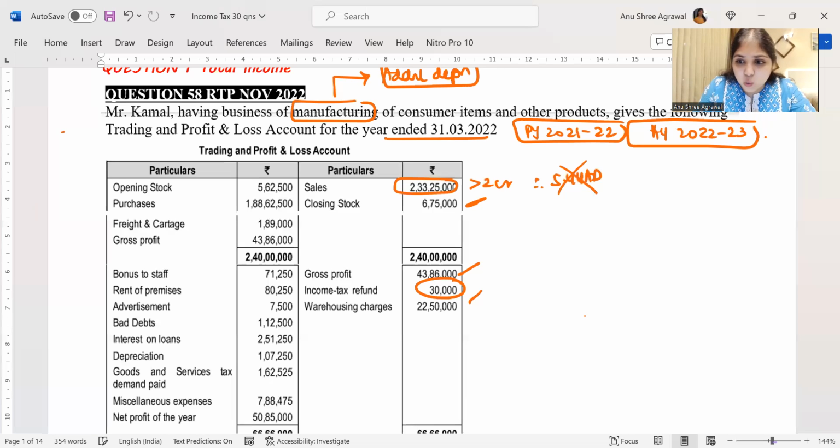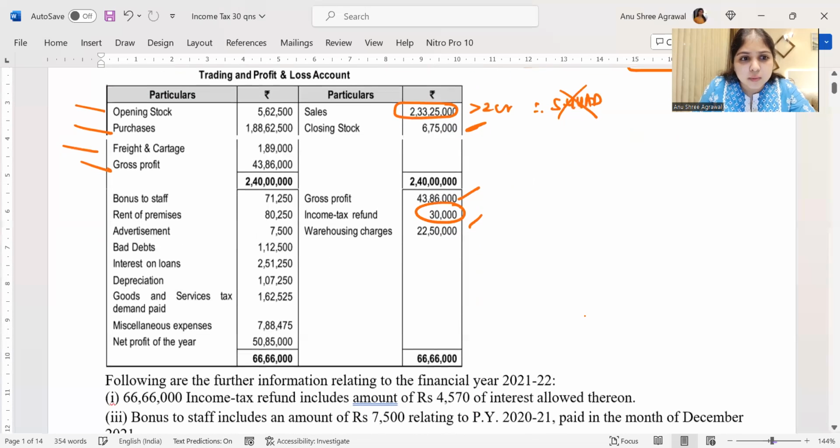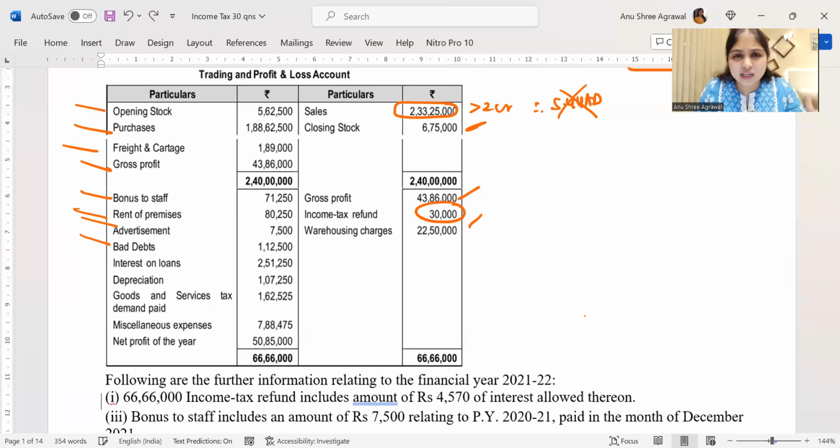Coming to the debit side now: opening stock, purchases, freight and cartage, gross profit, nothing to do. Bonus, rent of premises, office rent, advertisement, bad debts. Bad debts, we'll assume all conditions are fulfilled. We'll assume that the bad debts relate to something which was earlier included as income. We'll assume that the bad debts have been written off as bad in the books of accounts. So we'll assume all our conditions relating to bad debts are fulfilled. Interest, depreciation, we'll assume this depreciation is as per Income Tax Act.